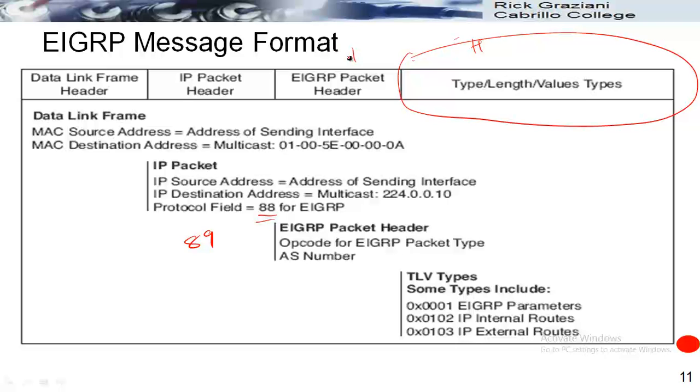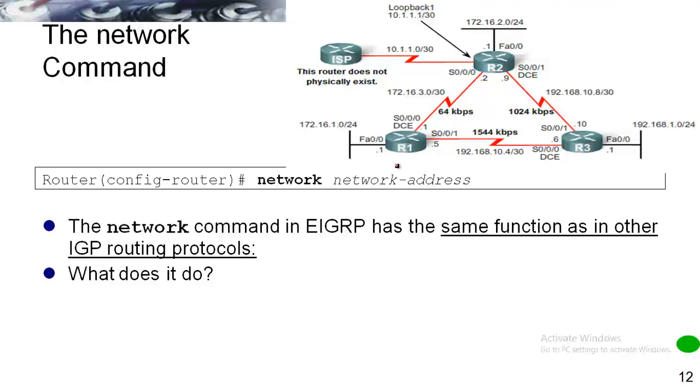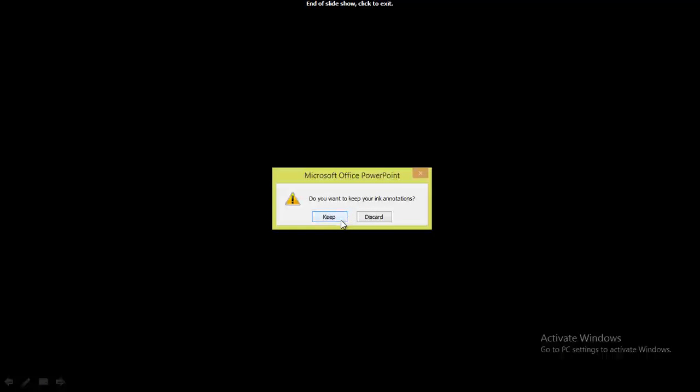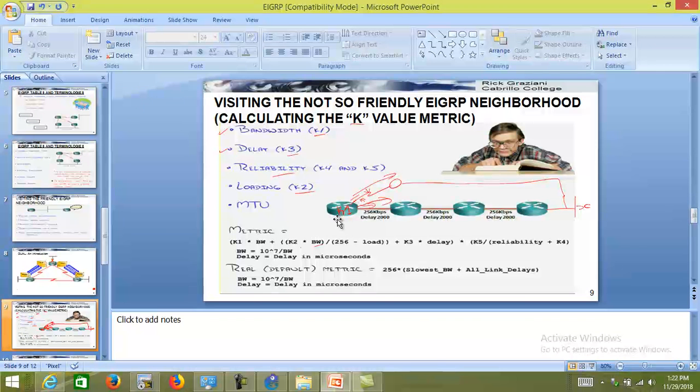At layer 4 is where you'll find 88. At layer 3 is where you'll find the multicast address, in that header there. For the MAC addresses, we don't even care what those are. I think we mentioned the network command. So I think that's pretty much all about EIGRP.